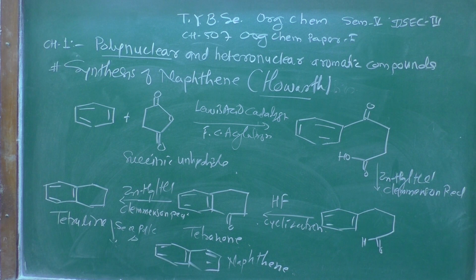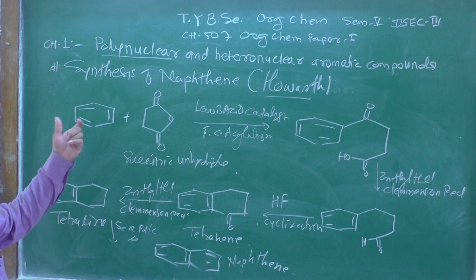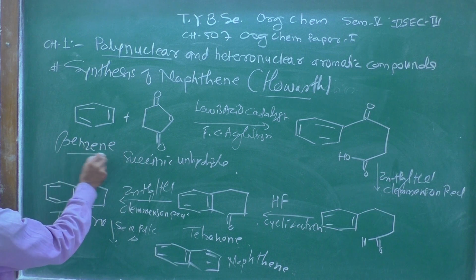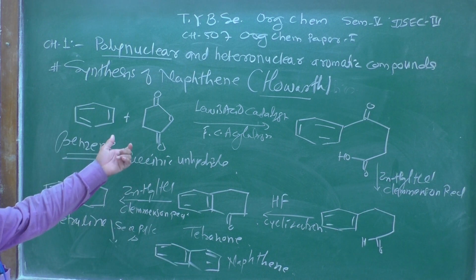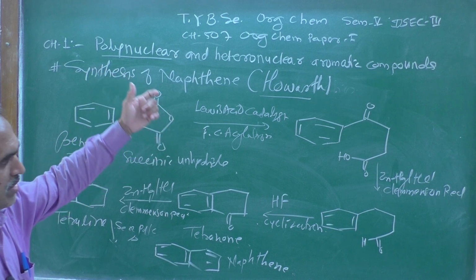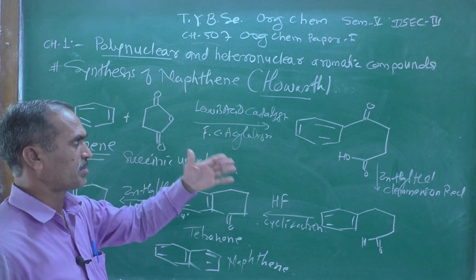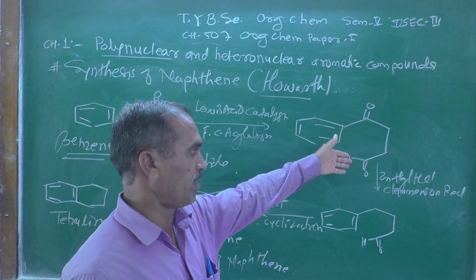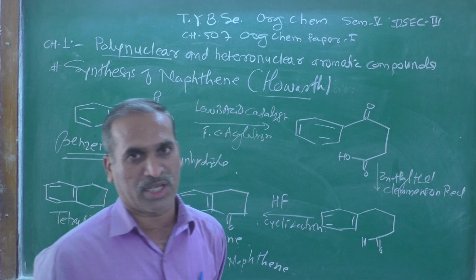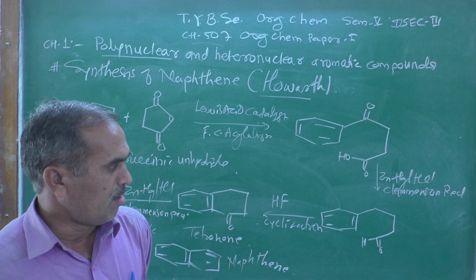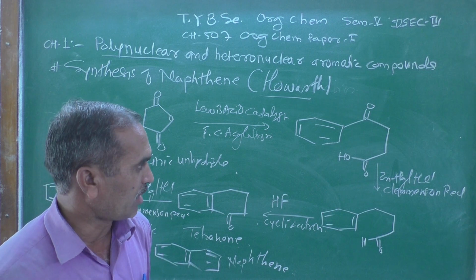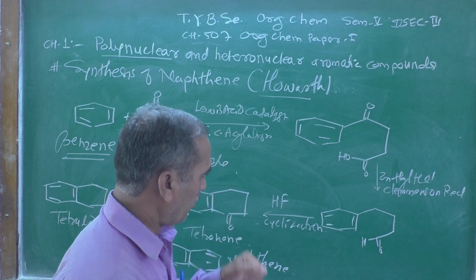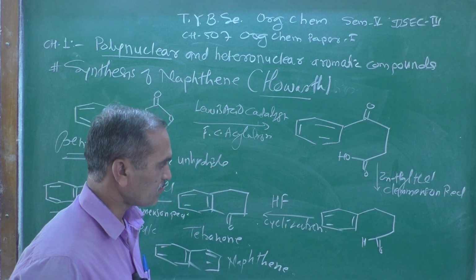He prepared this synthesis starting with benzene. He used benzene as a starting material with succinic anhydride, a very famous, well known reaction, Friedel-Crafts acylation reaction takes place, and we get this kind of intermediate. This intermediate in acidic medium is treated, which is known as Clemmensen reduction. After the Clemmensen reduction, we will get this type of compound.